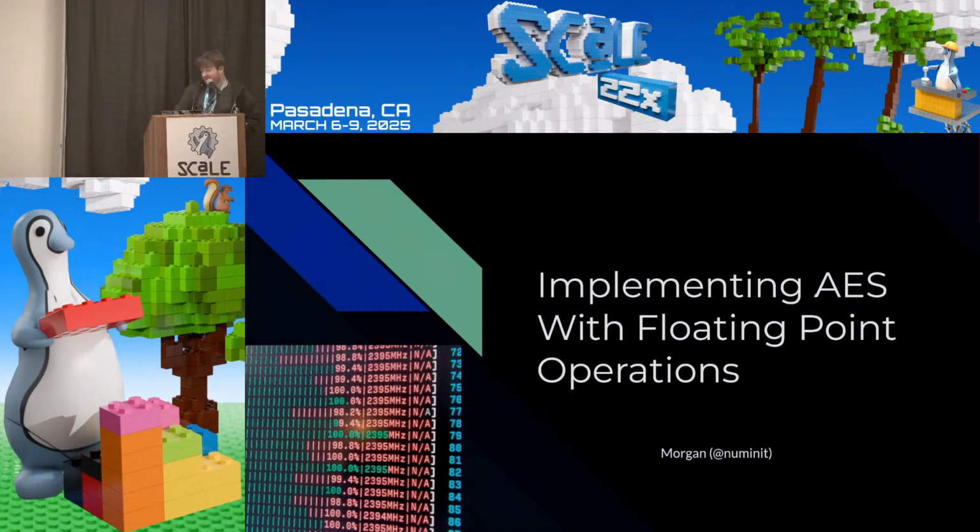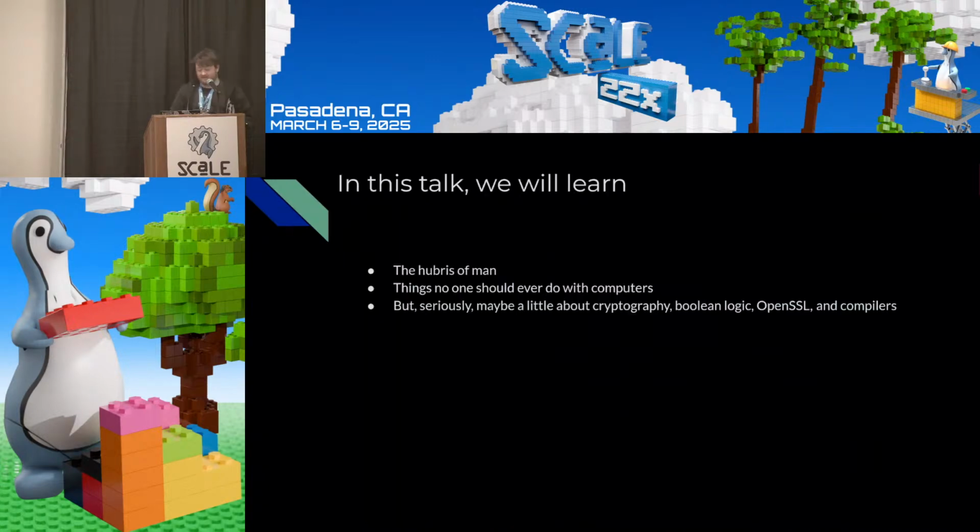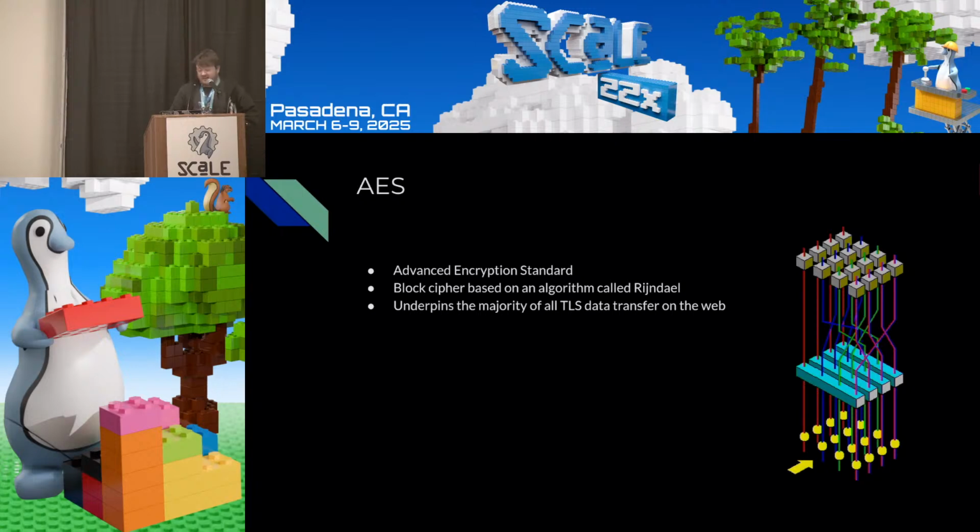So this is a lightning talk about how one could do something very cursed with computers. Disclaimer, it's just the screenshot from The Shining. In this talk, we will learn several things, including the hubris of man, things no one should ever do with computers, and maybe a little bit about cryptography and OpenSSL. So let's talk AES. What is AES? It's the Advanced Encryption Standard. It's a block cipher.